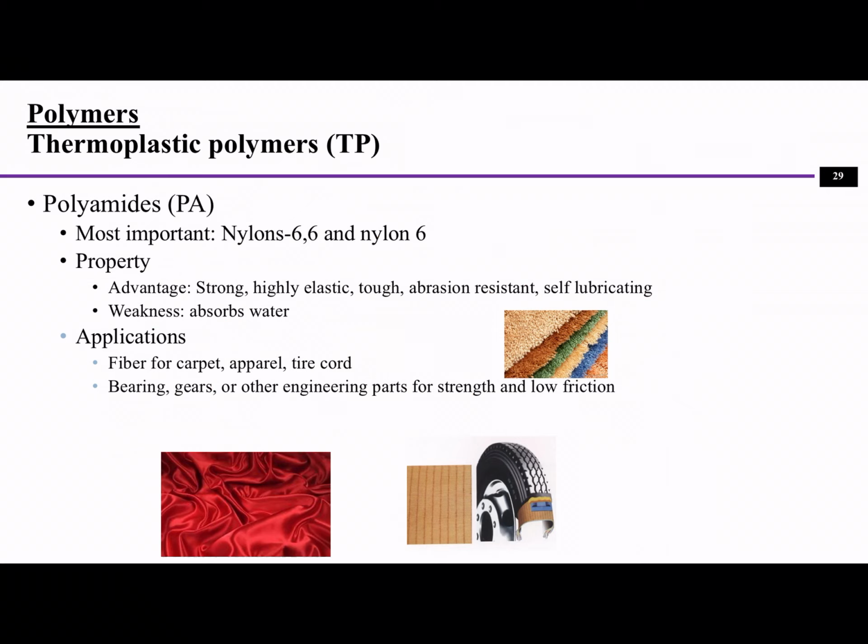So polyamides. A common type of this polymer is nylons. Nylon has been used a lot in carpet, apparel, and tire cords. Some tire cords are also made of nylon materials, and the same for bearings, gears, and also some engineering parts that require high strength and low friction, right? So this is polyamides.